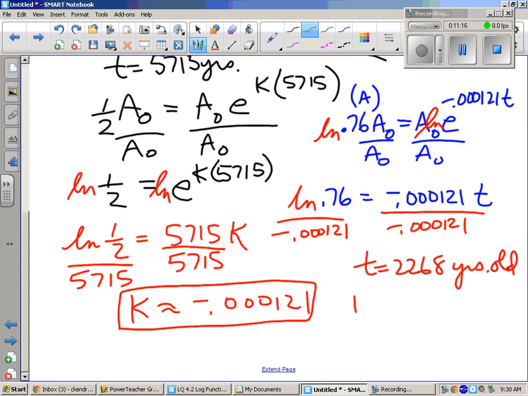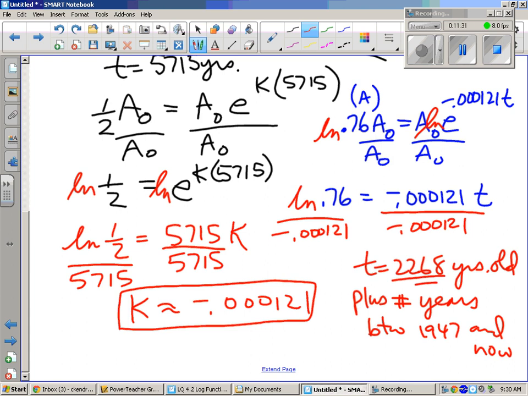Now you have to add the number of years between 1947 and now to get the actual age. So this was the age in 1947. If you want to find its actual age, just add the years between then and now. All right, so that's kind of the process you're going to use. You're going to throw things into the formula, then take the natural log, then throw it back into the formula with k, and take the natural log of both sides again. All righty, that's it for now.